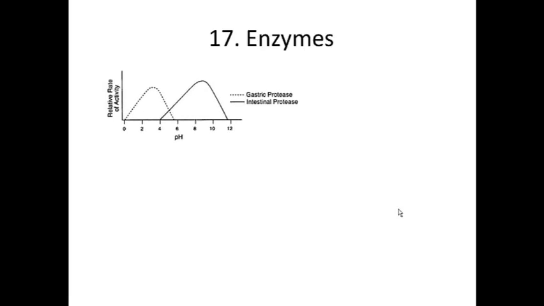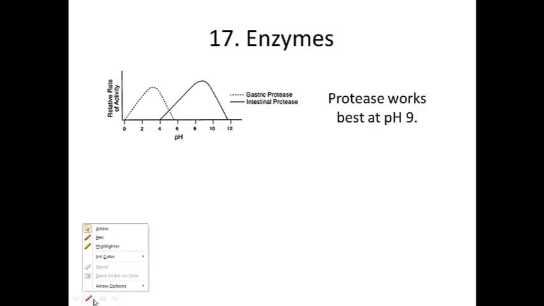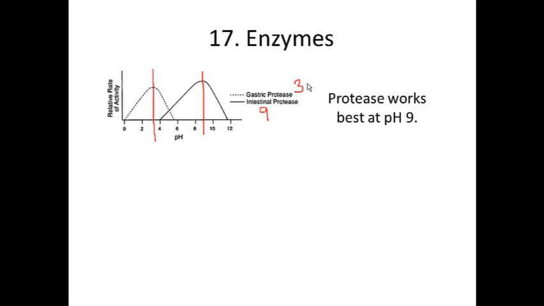Enzymes. So here we show a couple different proteases. There's one found in the stomach, gastric, and one in the intestine. You see that the relative rate of activity increases and has a maxima around a certain pH. The intestinal protease works best at a pH of 9. The gastric protease works best around 3. And we know this because we have the highest rate of activity at those pHs.